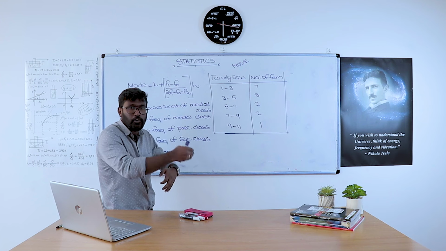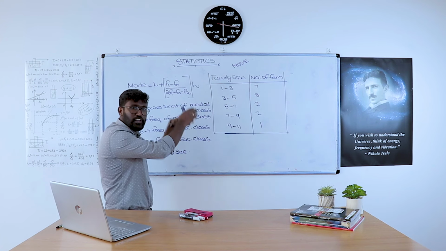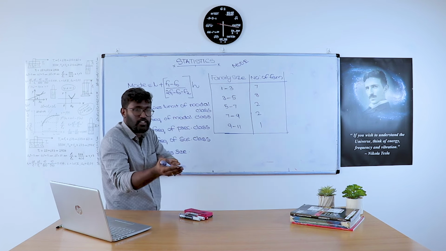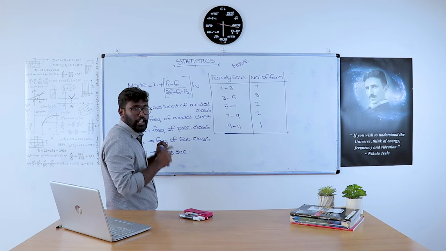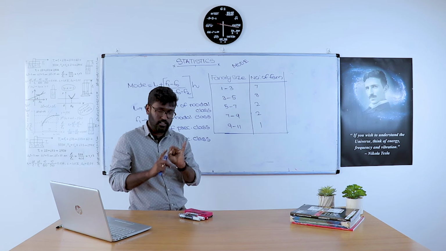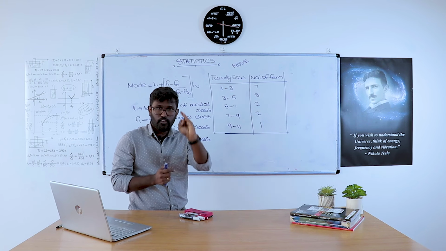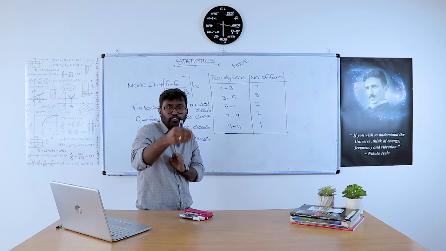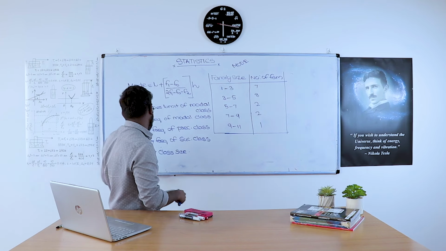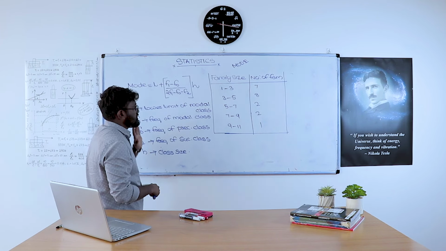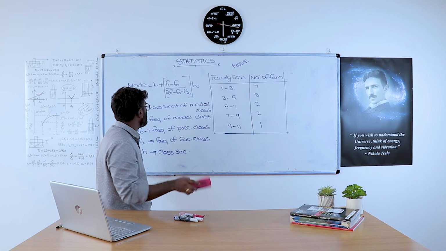If we find out the model class, then the frequency of the preceding class is f0 and the frequency of the succeeding class is f2. So f1 is the frequency of the model class, f0 is the frequency of the preceding class just above it, f2 is the frequency of the succeeding class. Then h is the class size. Okay, this is the equation for mode.